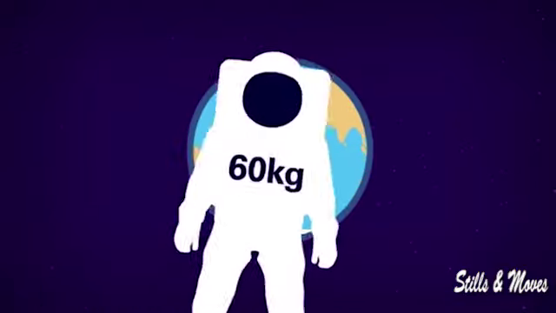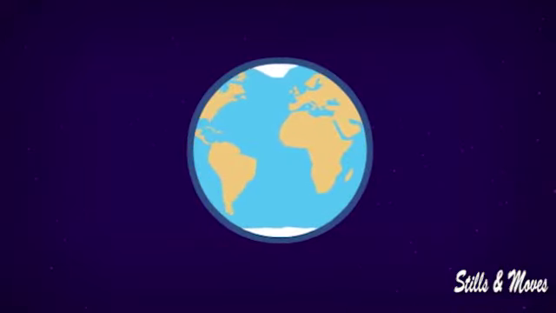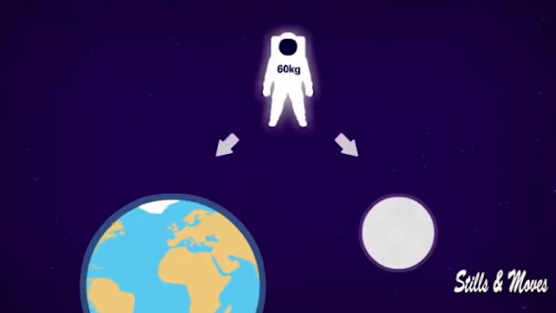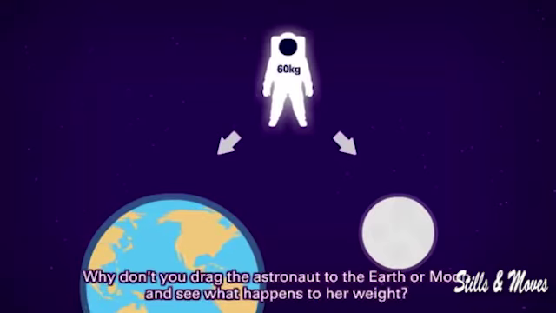Take a look at this astronaut. Like all objects, she has mass, and her mass never changes. Weight, on the other hand, does change, because weight is a force and it depends on gravity. The moon is smaller than Earth, so it exerts a weaker gravitational force. Why don't you drag the astronaut to the Earth or moon and see what happens to her weight?